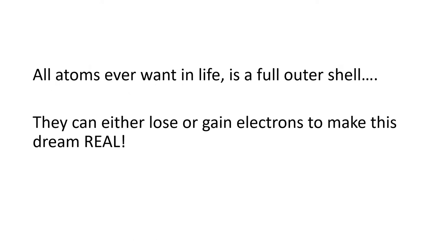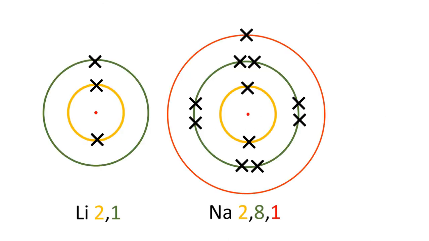Because all atoms ever want is a full outer shell. So all atoms are going to gain or lose electrons to make that happen. Okay, so we're going to look at two examples here.